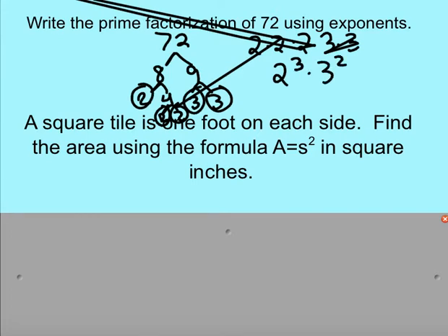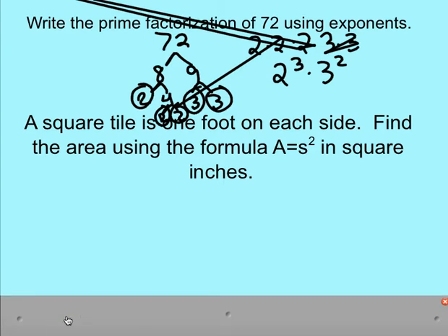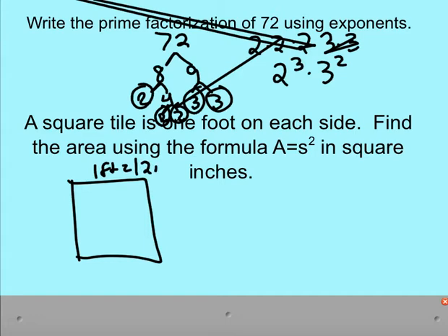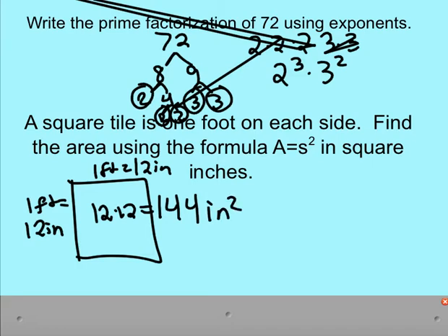A square tile is 1 foot on each side. What is the area in square inches? If I have 1 foot on each side, that's the same as 12 inches. So to get the area, I would do 12 times 12, or 12 squared, which is 144. So we get 144 square inches.